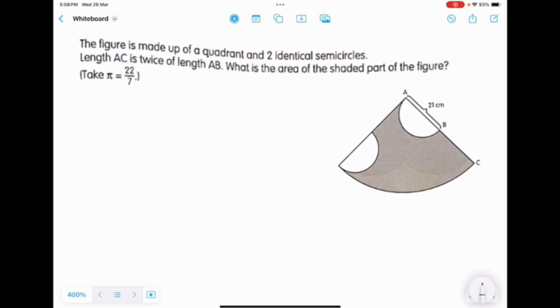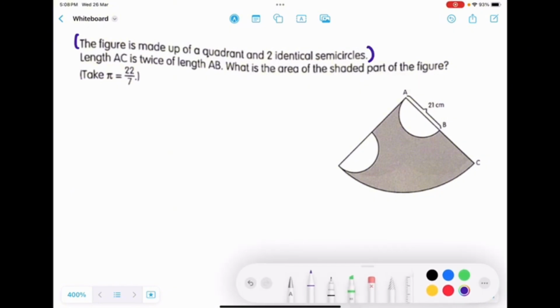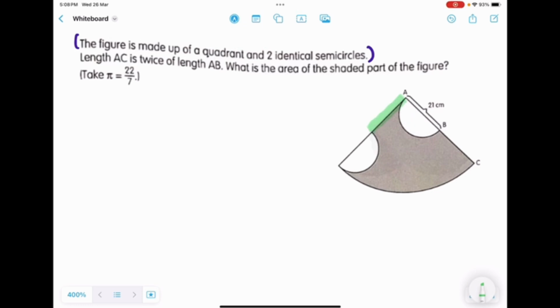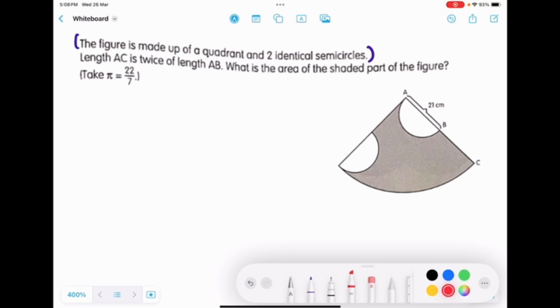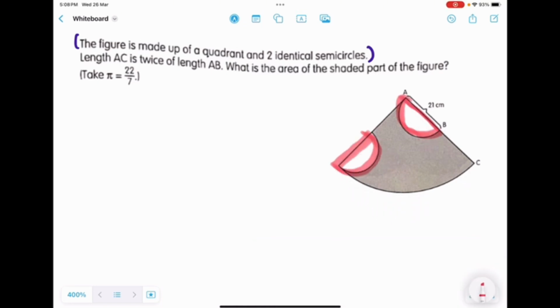Now the first sentence tells me that the figure is made up of a quadrant and two identical semicircles. First thing I want to do is to identify the shapes. Definitely this is my quadrant. A quadrant is simply just a quarter circle. Alright, so it's 1/4 of a circle. And of course, the semicircles would be over here and this one over here. And a semicircle is simply just half a circle.